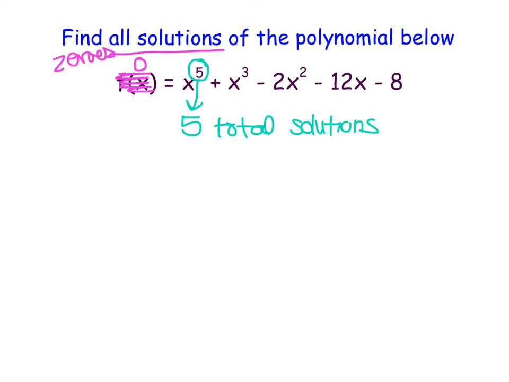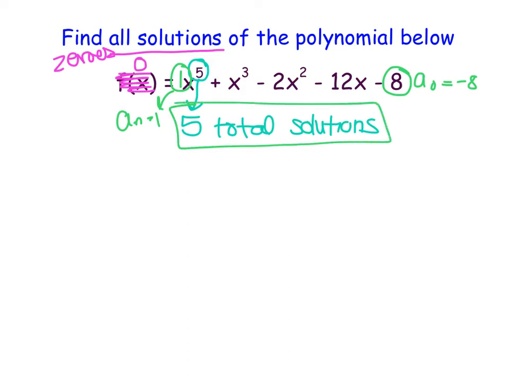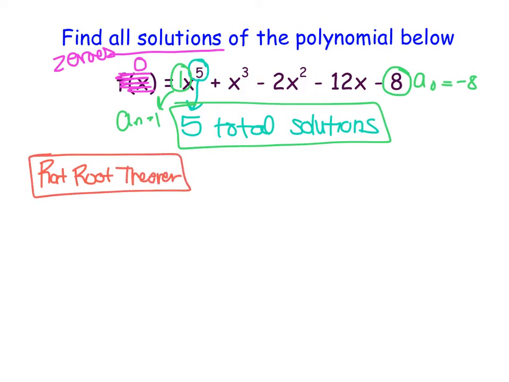Now, the second detail I see is that I have my polynomial, I have my a sub 0 value here, which is equal to -8, and I have my a sub n value here that is equal to 1. Now remember, while I know I have 5 total solutions here from using the fundamental theorem of algebra, I can also use the rational root theorem to find all potential rational zeros for this particular function.